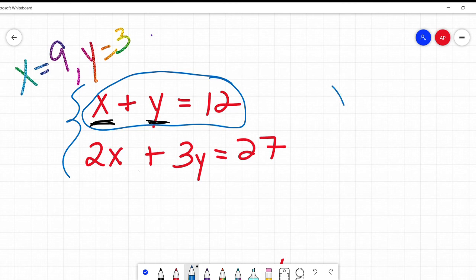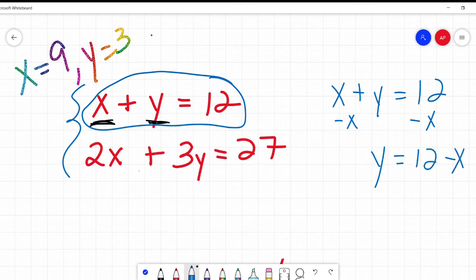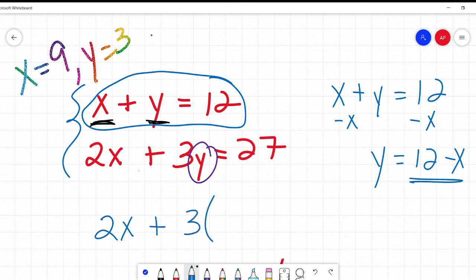All right, so same thing. x plus y equals 12. I solve for y by subtracting x from both sides. y equals 12 minus x. So now I'm going to take that and I'm going to substitute it for y. So that becomes 2x plus 3 times, not y anymore, 12 minus x equals 27.